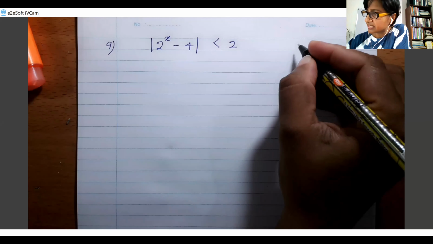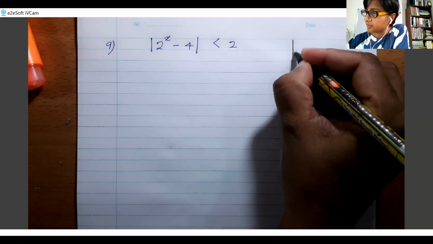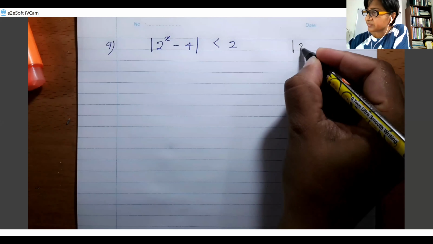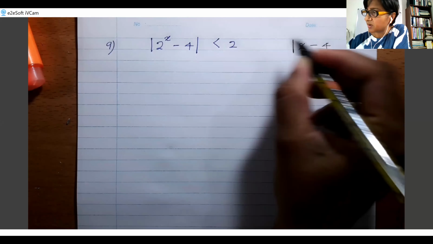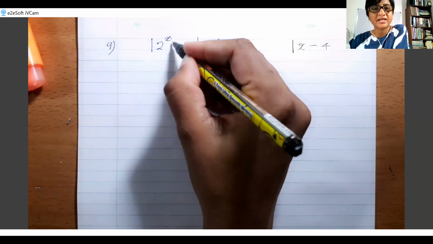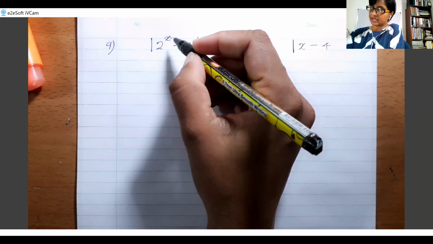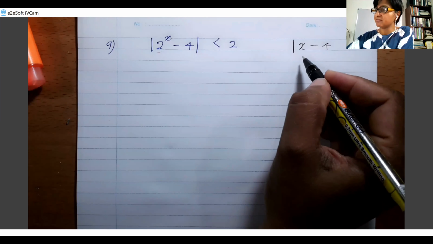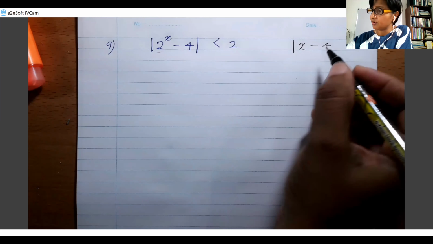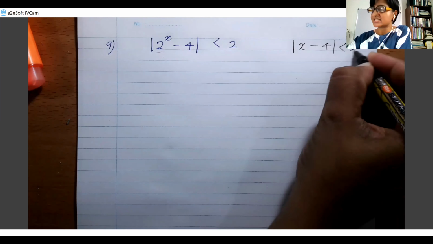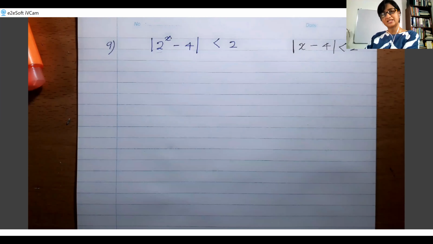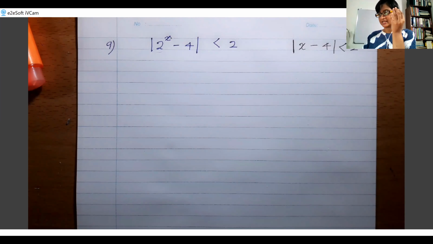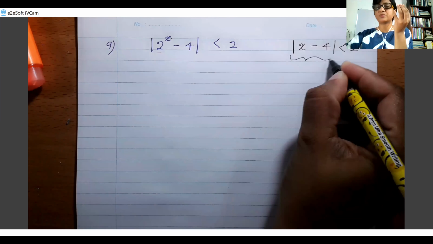You remember this, if I say some unknown number x, I'm going to write a similar inequality, but instead of the number in index form, 2 to the power of x, let me just say x. If you have modulus of x minus 4 is less than 2, what does this mean? Remember, we learned this in the modulus lesson. What can you say about this unknown number x? This means the distance between 4 and x.